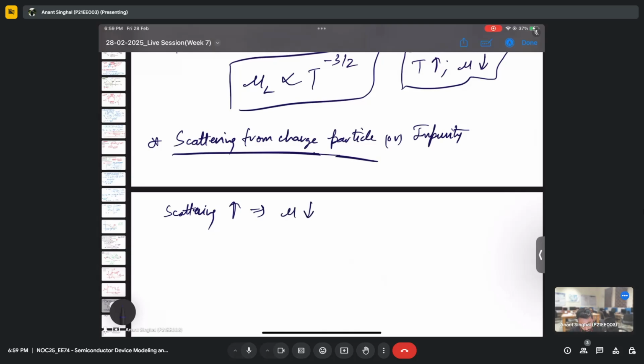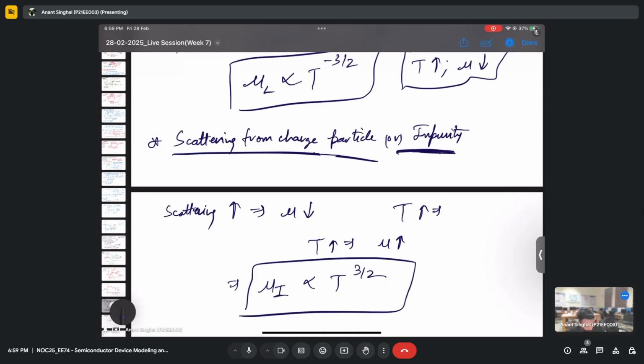But now as the temperature increases, we know the thermal velocity also increases. And as the electron gets more energy, it passes the impurity without spending much time near the impurity. So as we are increasing the temperature, we are reducing the time that it spends with the impurity. So as the temperature increases, the mobility also increases due to the impurity scattering. And the mobility due to impurity scattering is proportional to T raised to plus 3 by 2. Make sense? Yes, sir.